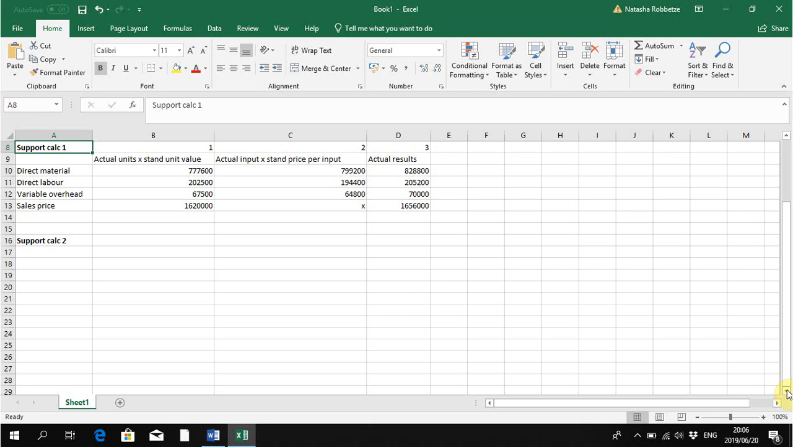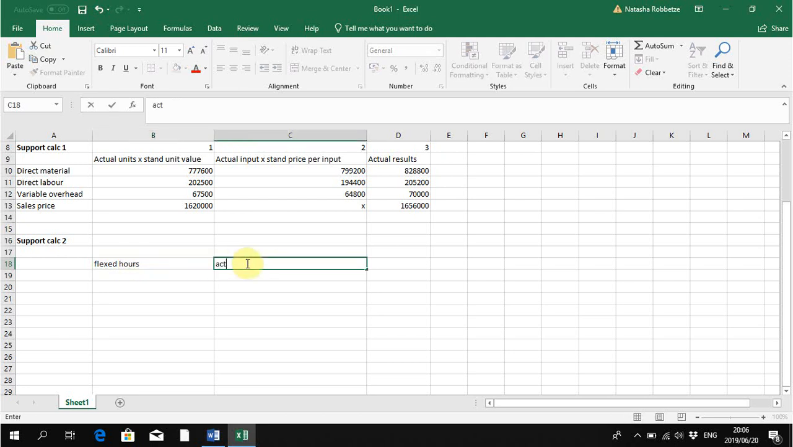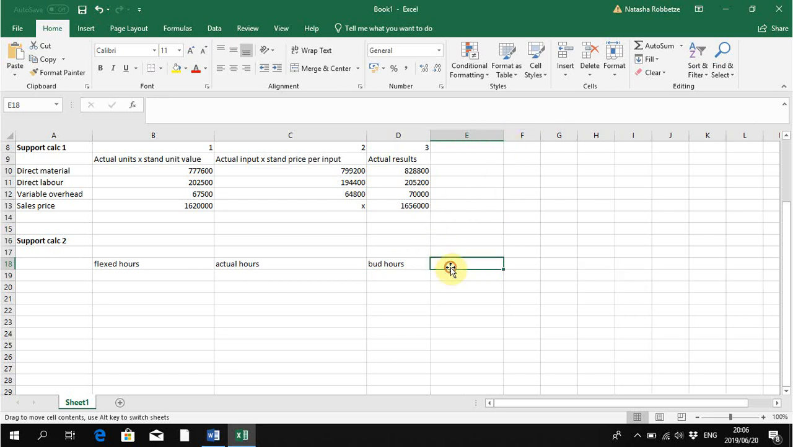So in support calc number 2, I use a block again, and I call this block FAB. And I call it FAB because it consists of the following columns. It has what I call flexed hours. It has what I call actual hours. And what we call budgeted hours. And then we have in the final column a budgeted rate per input. Now, at first, this may seem very, very difficult, but it's not.